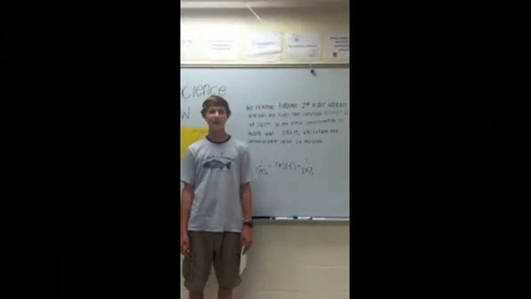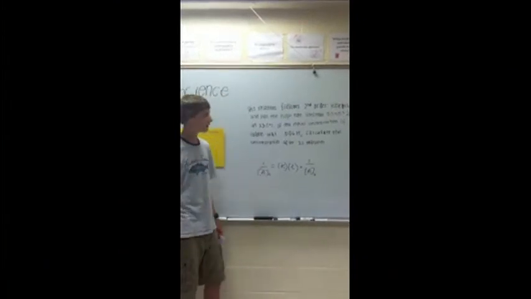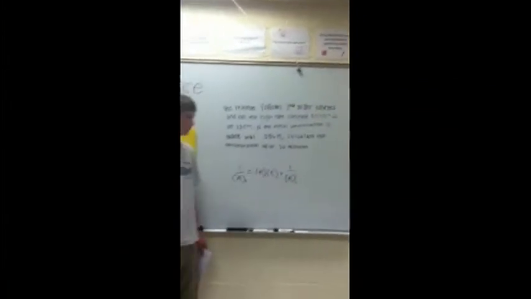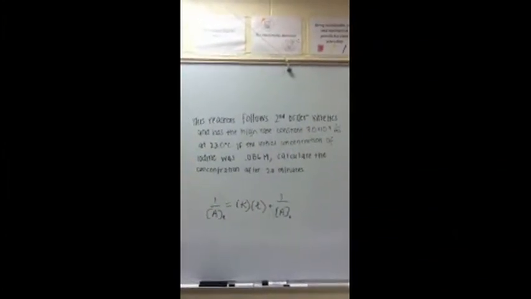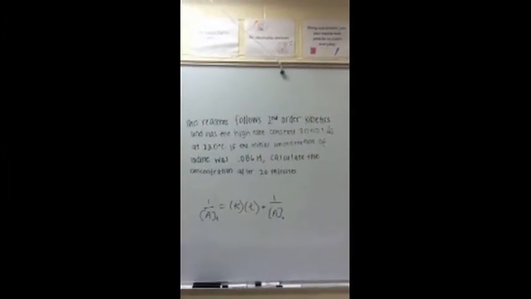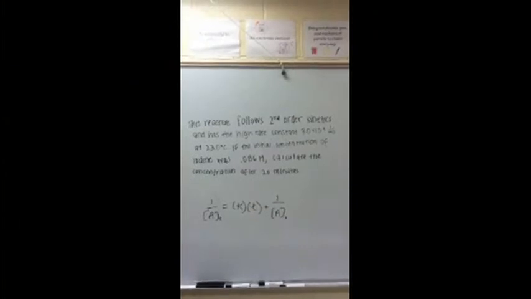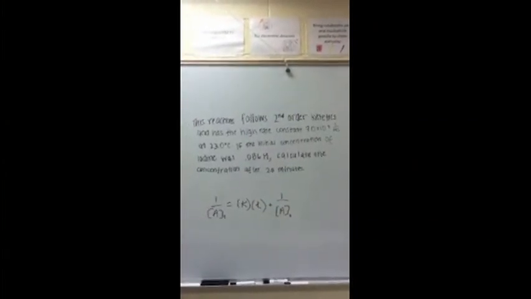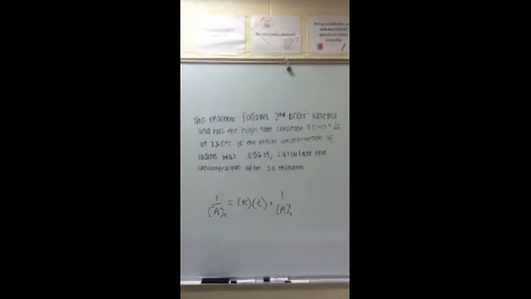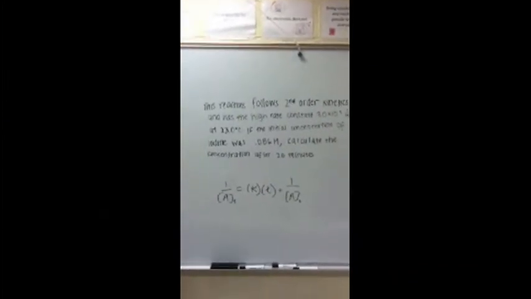Hello, this is Professor Sam, and today I'll be teaching you how to complete a second order reaction problem. The problem is, this reaction follows second order kinetics and has the high rate constant 7.0 times 10 to the 9th 1 over molar per second at 23 degrees Celsius. If the initial concentration of iodine was 0.086 molar, calculate the concentration after 2.0 minutes.